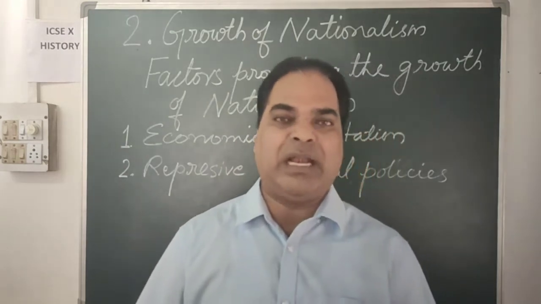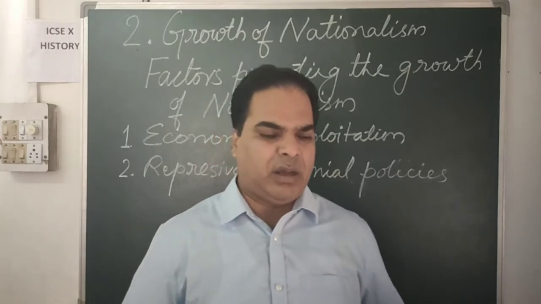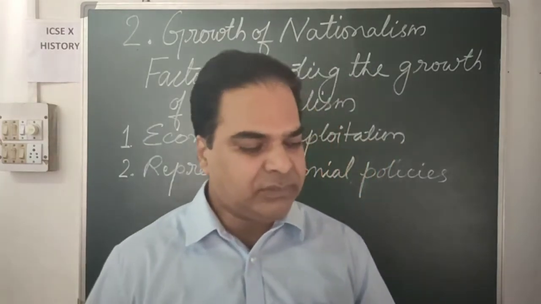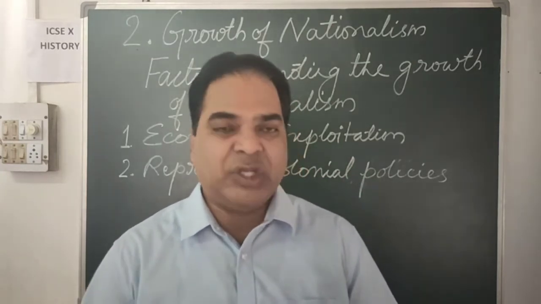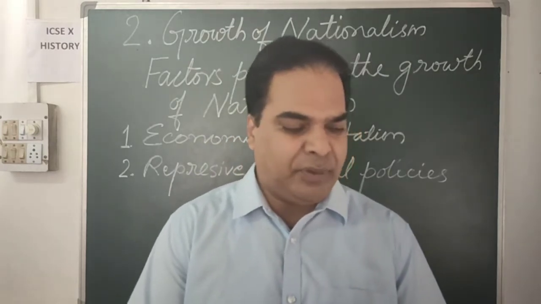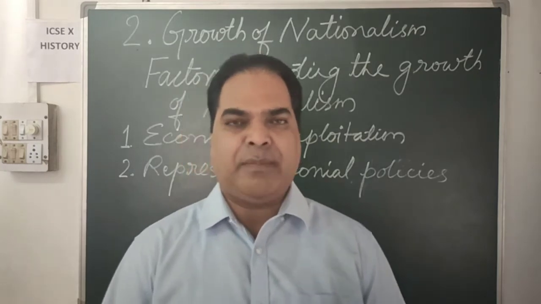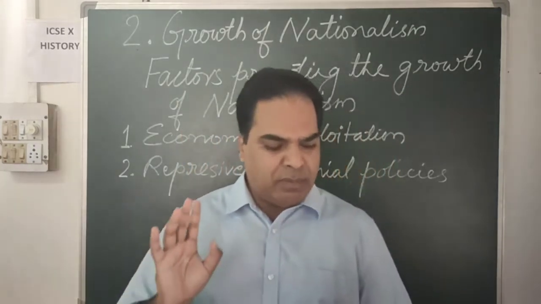Delhi Darbar was held. Darbar means a grand festival. Okay, it was held at Delhi in the year 1877, and in it the Queen was given the title of Empress of India. She was given that imperial title. Okay, number one.